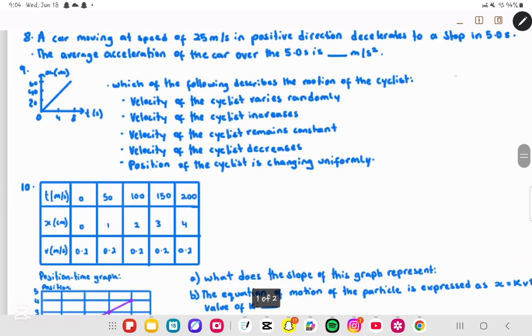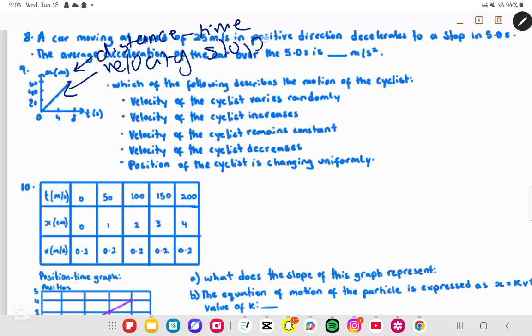Now you move on to question number 9. It says, which of the following describes the motion of the cyclist? I think this is a distance time graph. As you can see in the distance time graph, we have a straight line. This straight line is the velocity. It is the slope. The velocity is the slope. So it has a velocity that remains constant. Why? Because if it's a straight line, then the velocity is constant. So you will choose this one. The velocity of the cyclist remains constant.